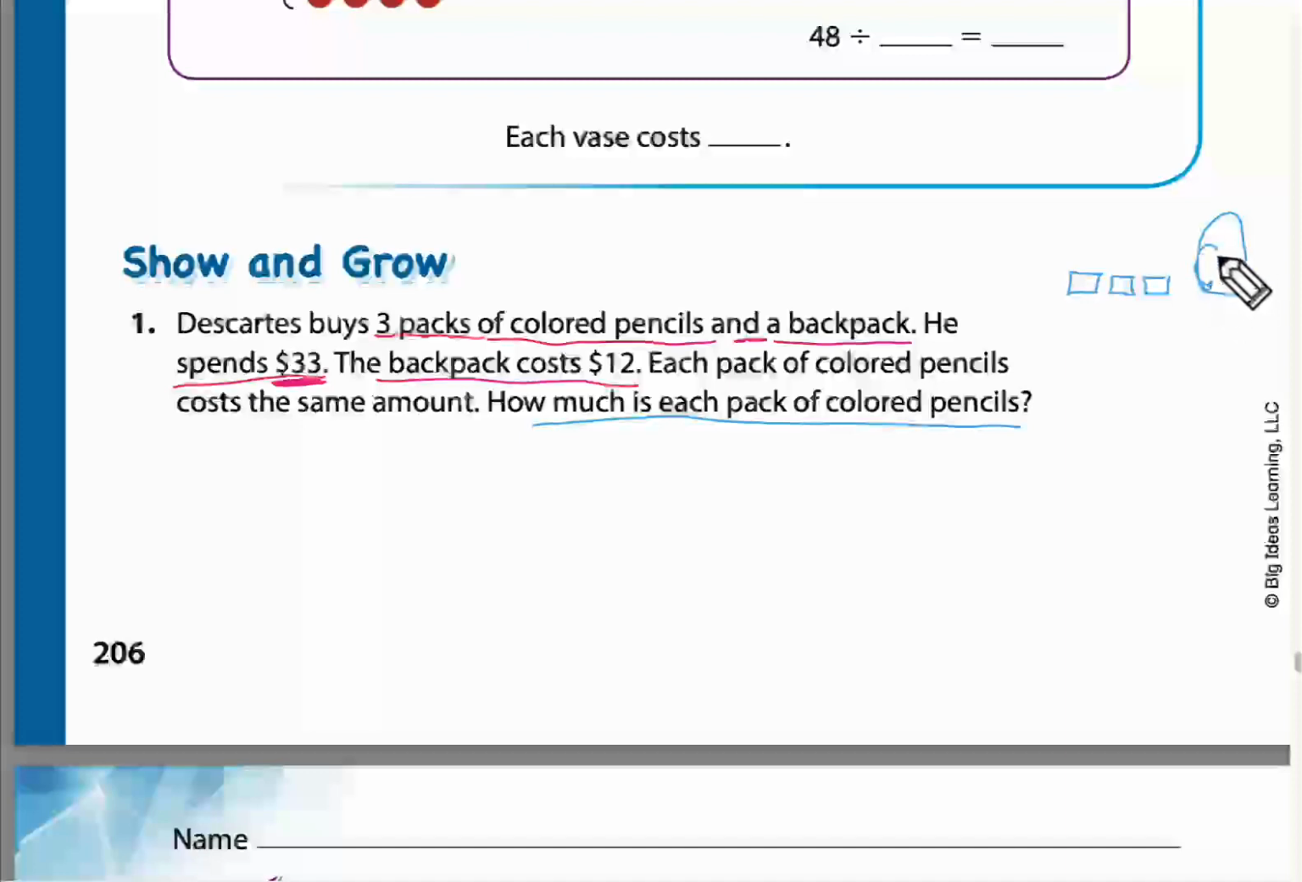Okay, do you know the backpack that you use for the school? Yes, I have one. Okay, so the total cost of these all is $33. And you know the cost of the backpack. This one alone costs $12. And we need to find the cost of each one of the three packs of pencils.